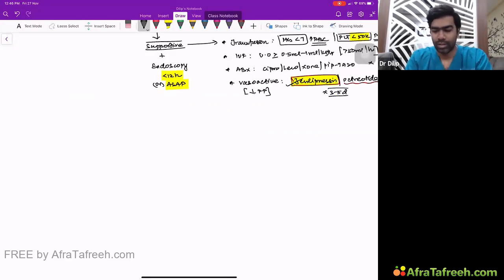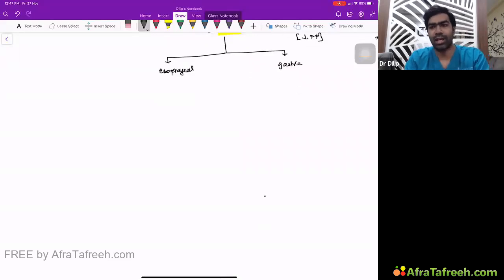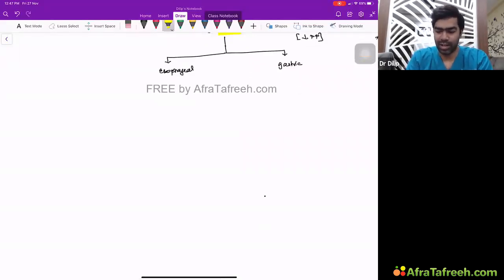Clear? So now once you are stabilized, you're doing an endoscopy. After stabilization, you are going to take the patient for endoscopy. In the endoscopy, it could be an esophageal varix, which is the most common form, or it could be a gastric varix. This is the second most common, but it's rare. But remember, gastric varices are less common, but very difficult to control. It's not very easy to control a gastric variceal bleed, but esophageal varices are common. At the same time, it's very easy to control the bleed in esophageal varices.